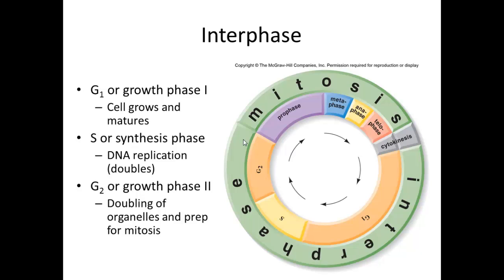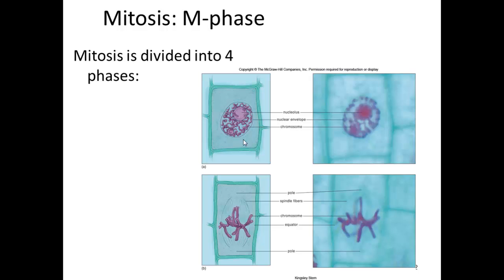G1 is the first growth phase, where the cell grows, matures, and fills out its function. The S phase is the synthesis phase, where DNA is being replicated and doubled. It's being prepared for mitosis. In G2, or growth phase 2, you have the doubling of organelles and prep for mitosis. Now that you have two of everything and everything ready to go, you can split into two.